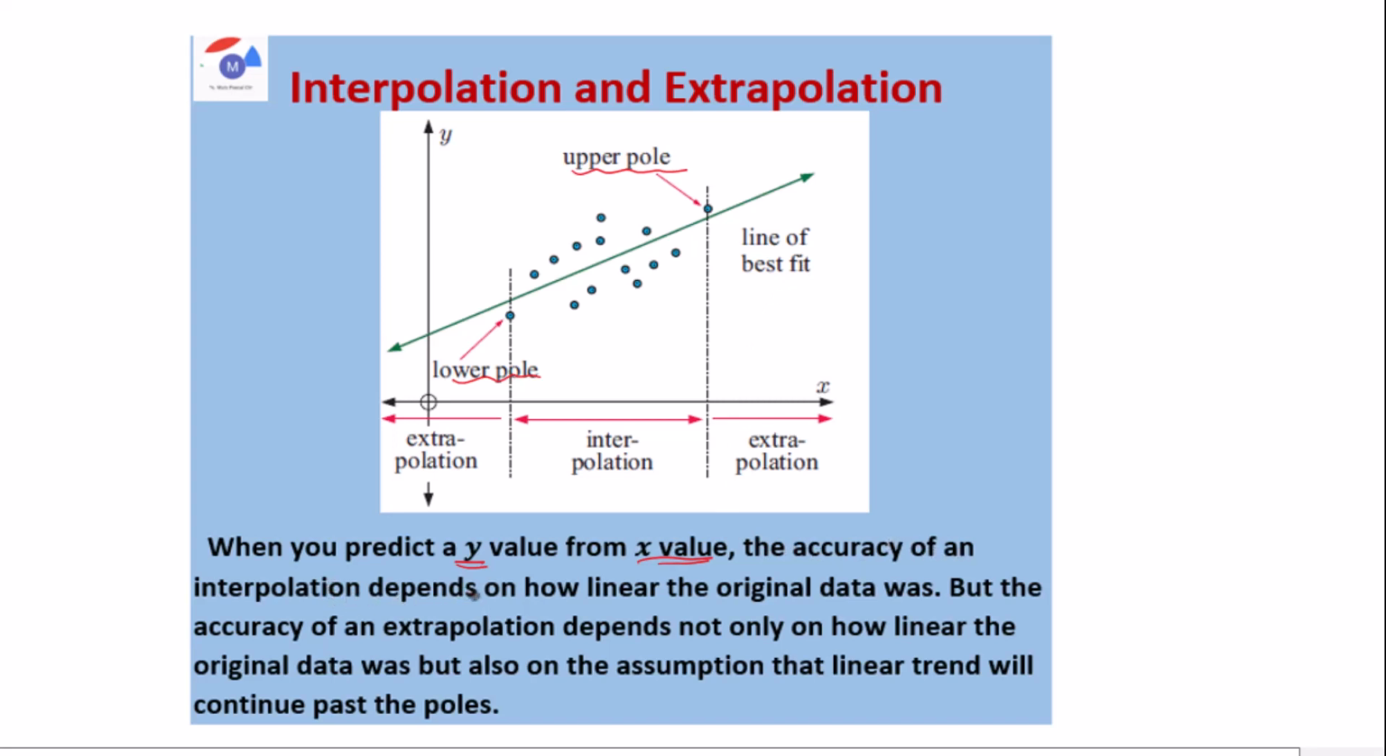When you predict a y value from x value using this line of best fit, the accuracy of an interpolation depends on how linear the original data was. But the accuracy of an extrapolation depends not only on how linear the original data was, but also on the assumption that the linear trend will continue past the poles.